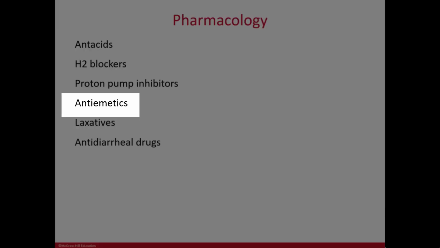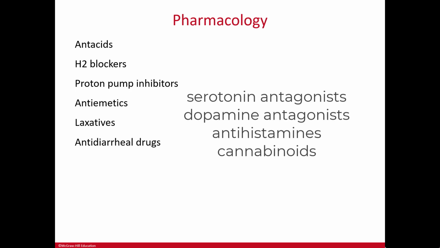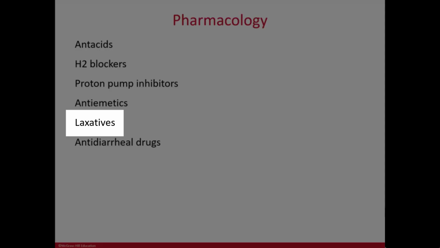Antiemetics are drugs used to treat nausea and vomiting. They are also used to treat motion sickness and the side effects of opioids, anesthetics, chemotherapy. So some antiemetics include serotonin antagonists, dopamine antagonists, some antihistamines are antiemetics, and cannabinoids, like medical marijuana, are used to treat nausea and vomiting.